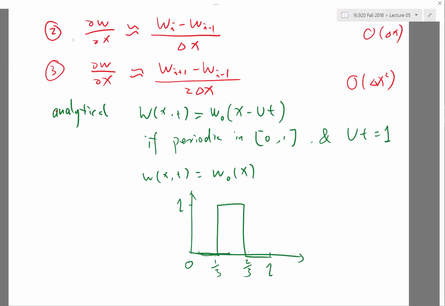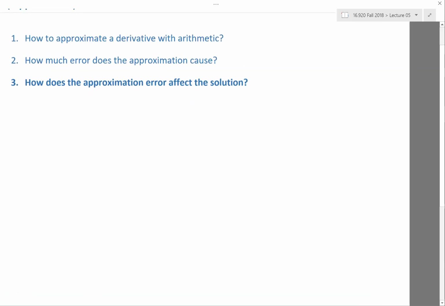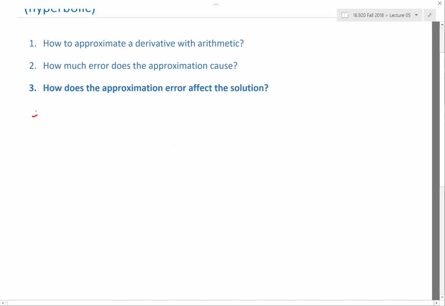So the error equation is an equation satisfied by the solution error. The error is defined as the numerical solution minus the analytical solution. If we can derive an equation satisfied by this error, we are going to know how the error is going to change and evolve. And this is what's different between these three cases.